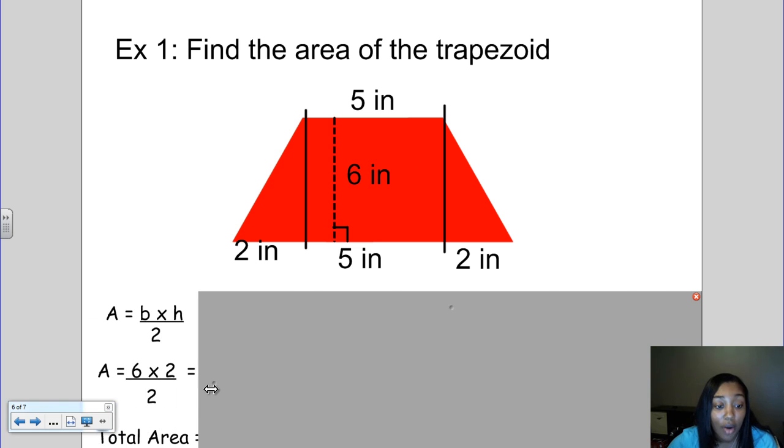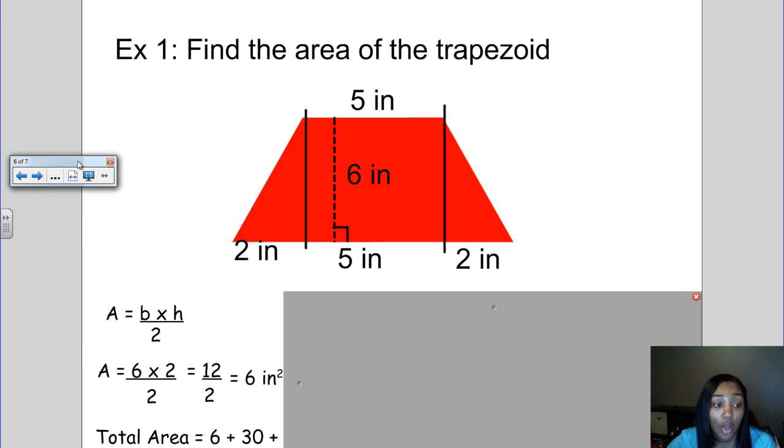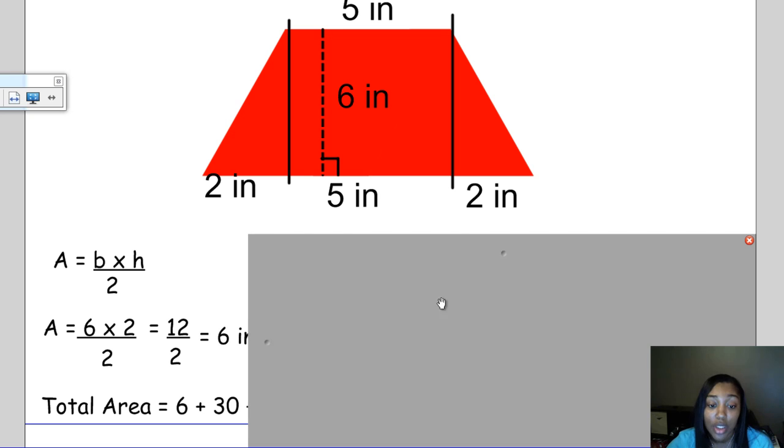So to find the area, I have to start by finding the area of the triangle. So if I look at the triangle, this triangle has a base of 2 and a height of 6. So I'm using the formula base times height divided by 2. Well, I know that the base times height would give me 12, and then 12 divided by 2 will give me 6. So that means that this triangle here has an area of 6 inches. If this has an area of 6 inches, then that means this triangle here also has an area of 6 inches.